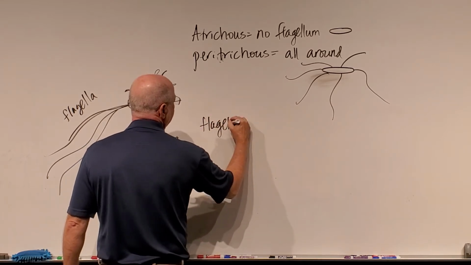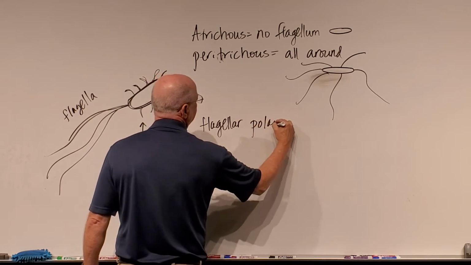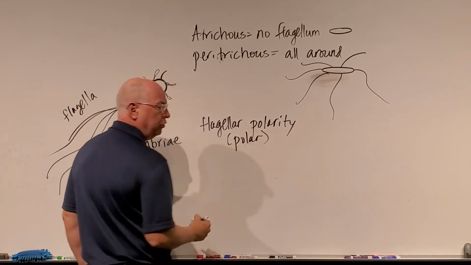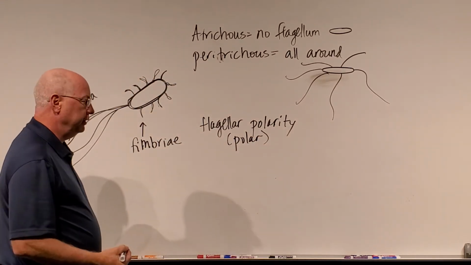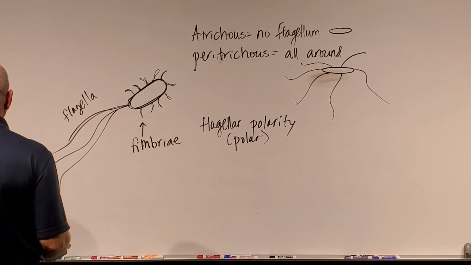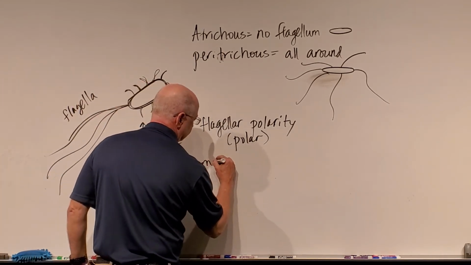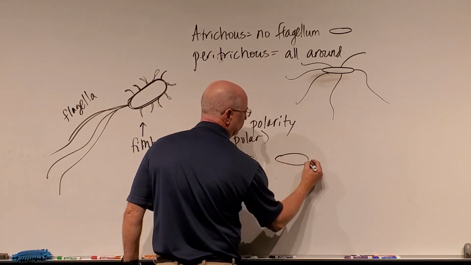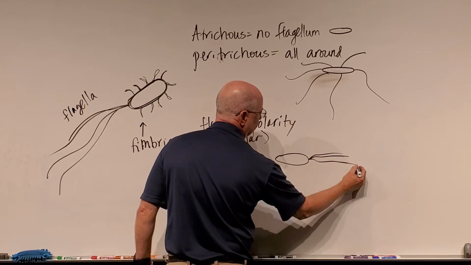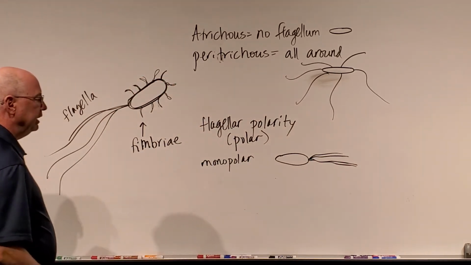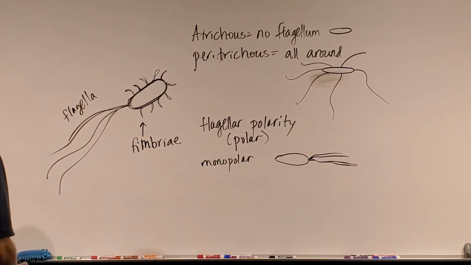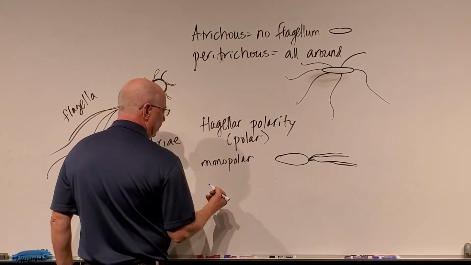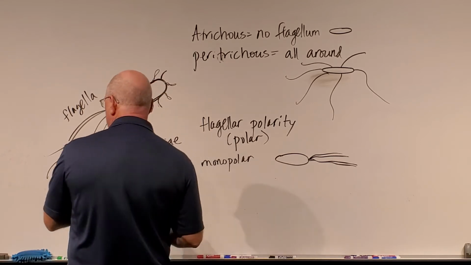Now, a couple of other terms that we can use is we can talk about whether we have what's called flagellar polarity, whether they are polar or not, like the poles of the earth. So, if I talk about something being monopolar, again, mono means one. If I have a bacterium that has flagella at one end, then I would say that it's a monopolar bacterium. Okay? Or I could also say that if, well, I'm going to get to these terms in a moment.